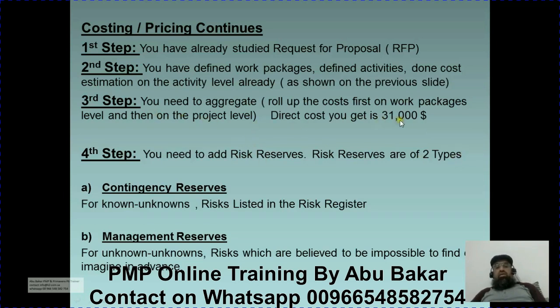After you calculate the direct cost, which is 31,000, the fourth step is you need to add risk reserves. Risk reserves are of two types: contingency reserves and management reserves. Contingency reserves are for known unknowns. Management reserves are for unknown unknowns. From the name itself you can get an idea that during planning the scenarios or events or risks we identify, we list in the risk register and we keep reserves for those identified risks, which are called known unknowns. This reserve is called contingency reserve.